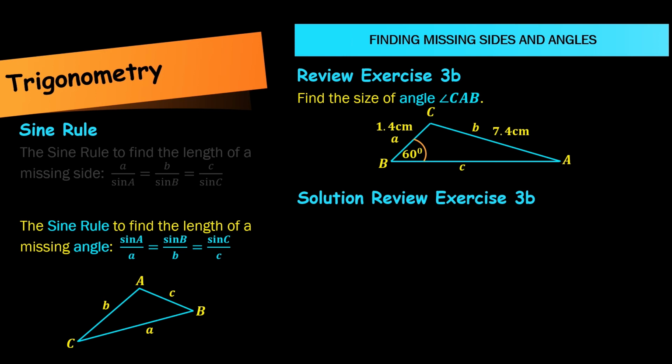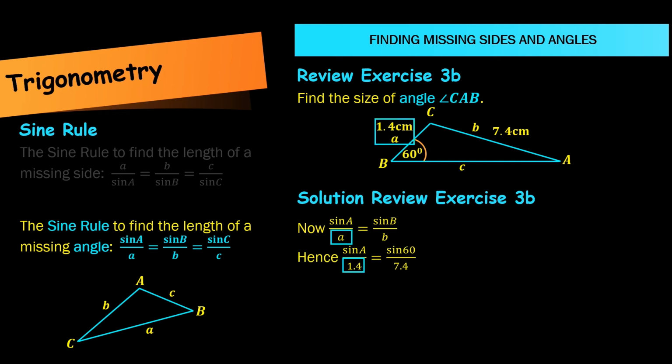Now, since we're required to find a missing angle, we will use the highlighted formula. So let's solve this. We're going to use sine A over a equals sine B over b and input the given values. We are going to use the formula in the way highlighted, and plug in the values that are given in our diagram.